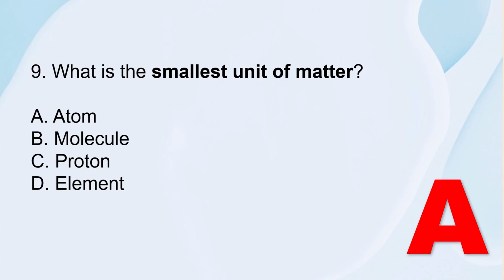Okay, the correct answer is letter A, atom. This is the fundamental building block of matter. So this is why it is called the smallest unit of matter. For letter B, molecule, this is made of atoms. Again, molecules are made of atoms.